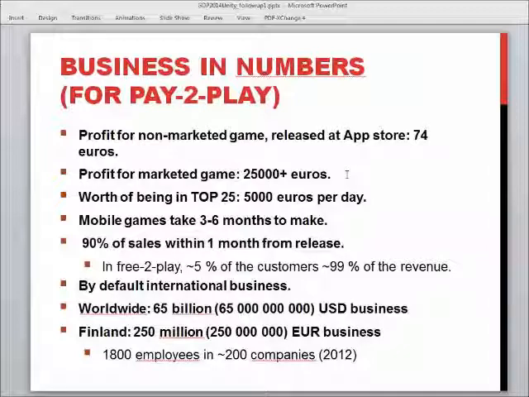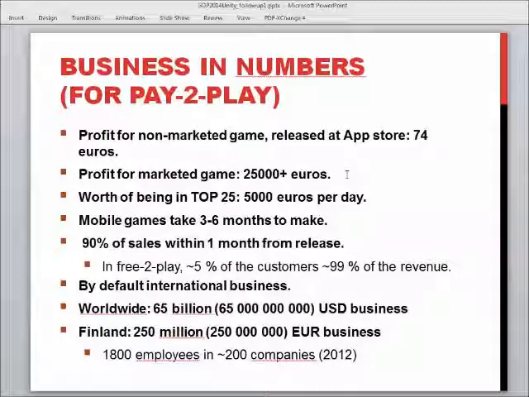The worth of being in the top 25 in your own category, for example in the App Store, is around 5,000 euros per day. That means that if you are in the top 25 in your own category on the first page of the list, you get an extra 5,000 euros in sales for each day you stay there.